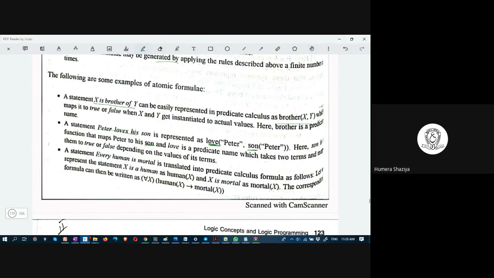For a statement, every human is mortal can be translated as: human of x, mortal of x, and then finally it is for all x, if x is a human, implies that x is mortal.